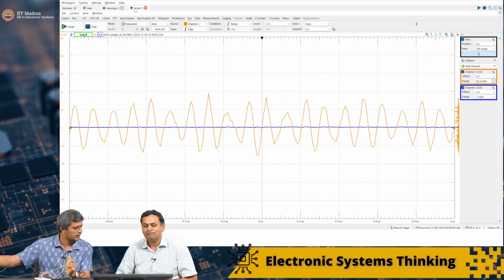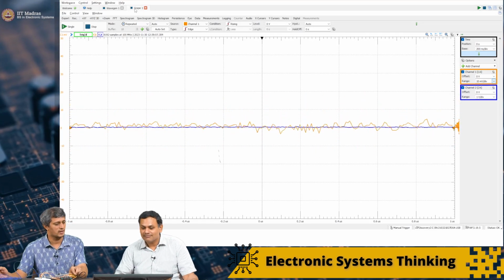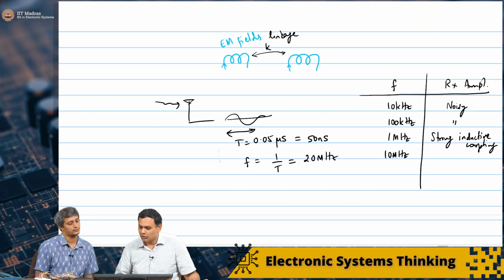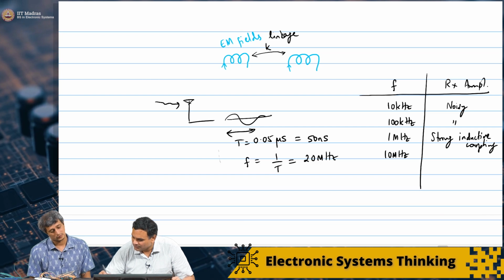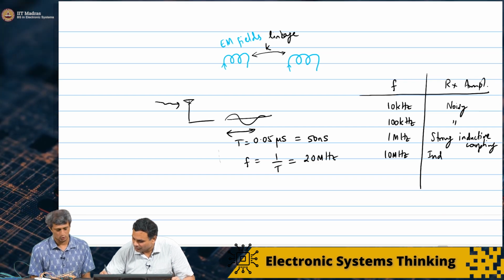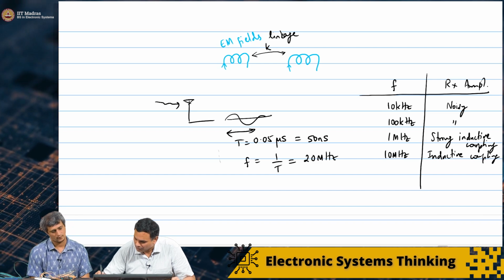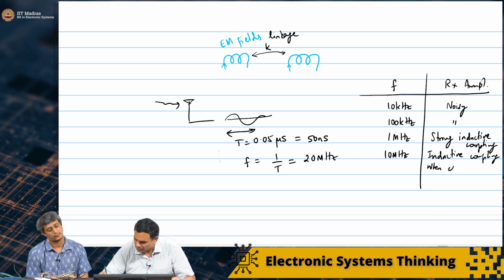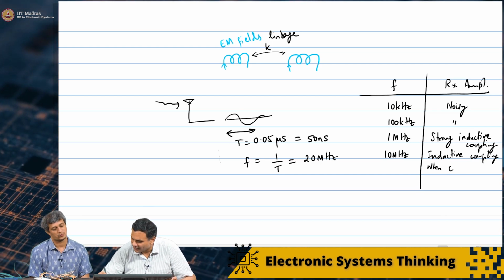Really far away, it is still the same. It's still 10 millivolts. So that is the radiation that we are talking about. Yes. So maybe we'll take a note of this. We'll say inductive coupling when close, and radiative when it's far away.